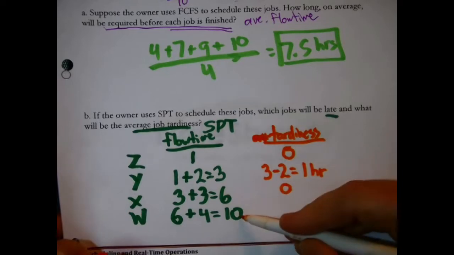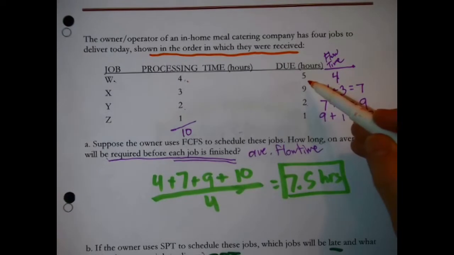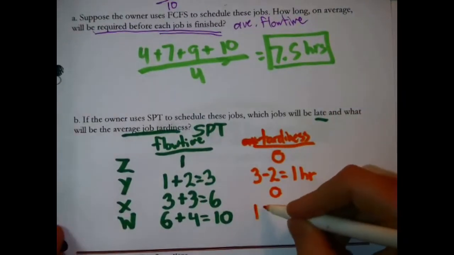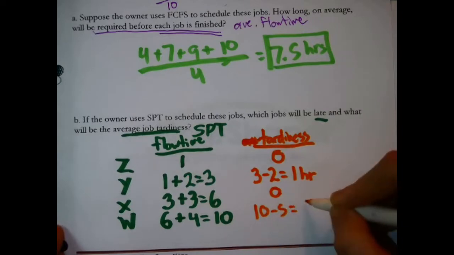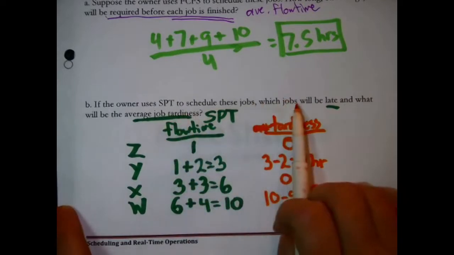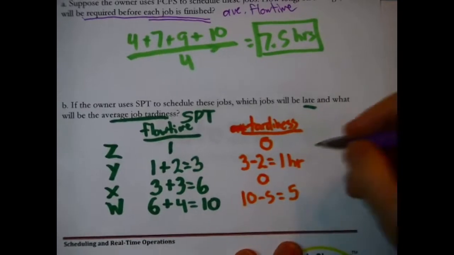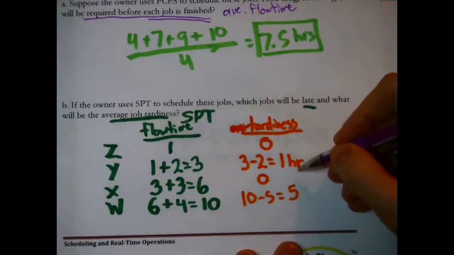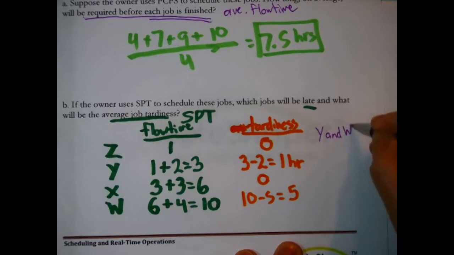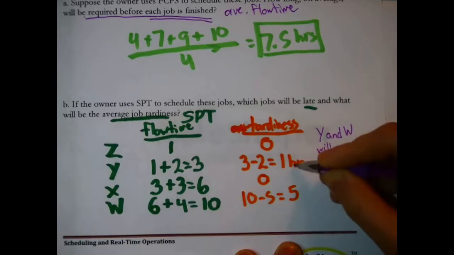And then W. W will be done in 10 hours. W, let me find it. Oh, we do have a problem here. W was due in 5 hours, so the tardiness is 10 minus 5 hours. Oh, okay, now, what's the question asked? Which jobs will be late? We can do a little report here based on this. We can see that Y and W will be late. We can see that from their tardiness.